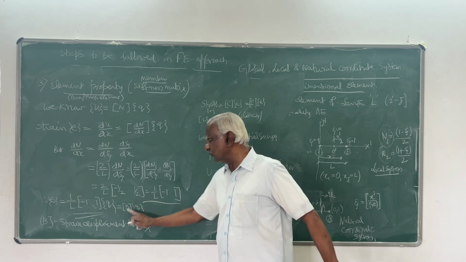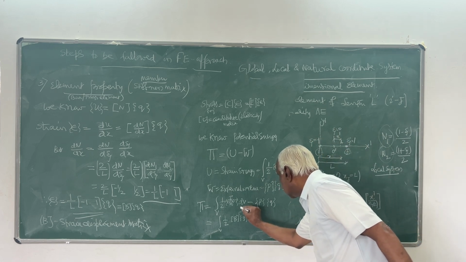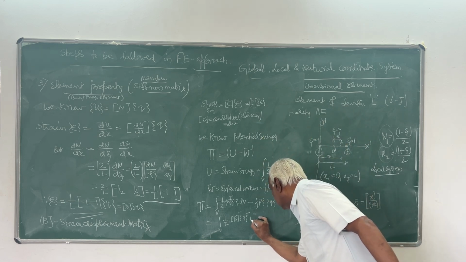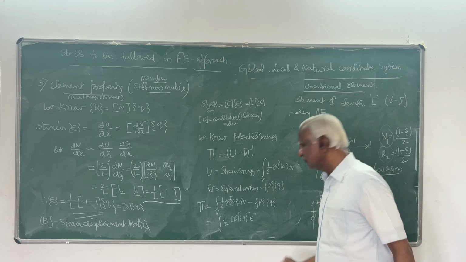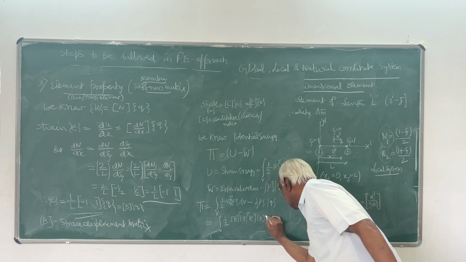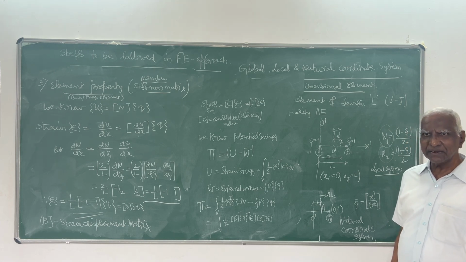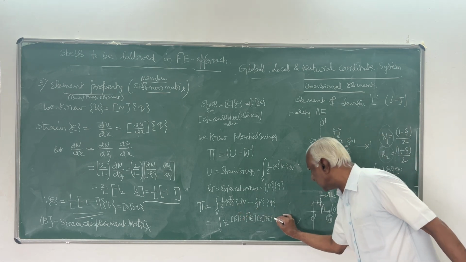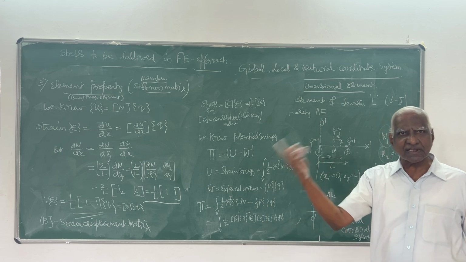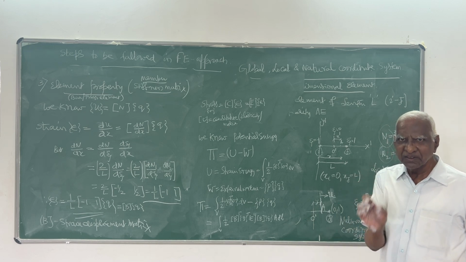Epsilon is B Q, where B is the strain displacement matrix. That's known. And sigma is E, the constitutive matrix, into strain, B into Q. Correct? B into Q is sigma. dV is nothing but A into dl. A is the area of cross section, uniform for the bar or truss element. dl is a small length, and I have to integrate it.